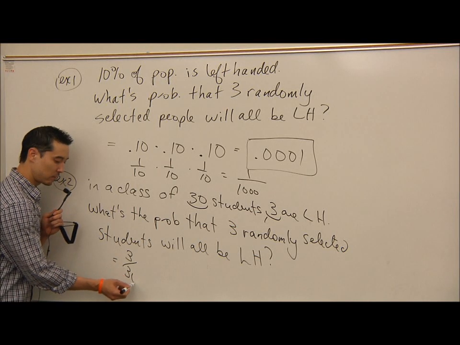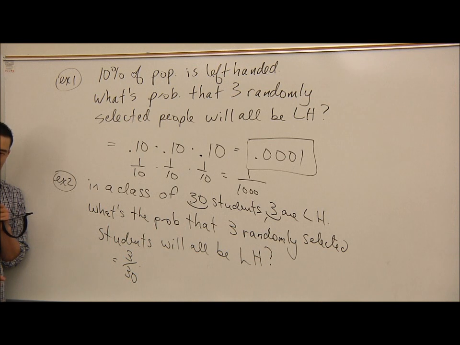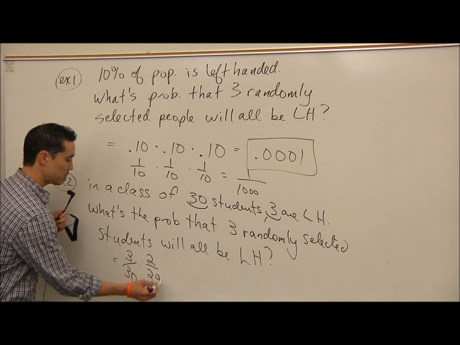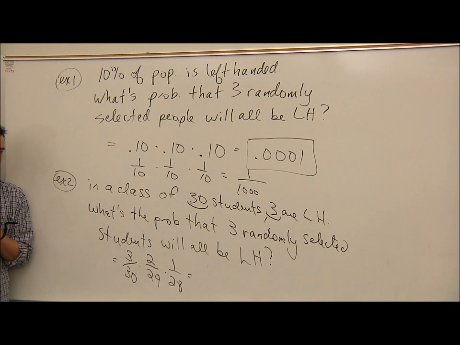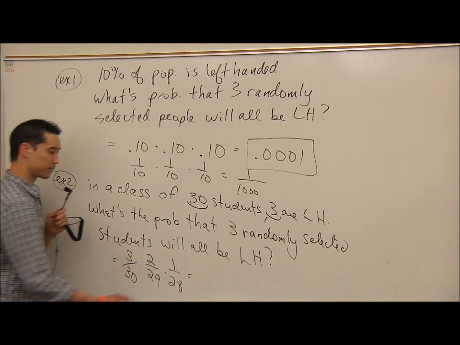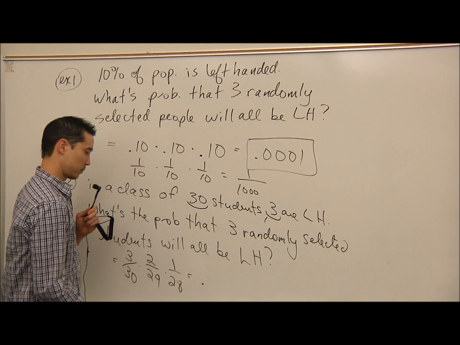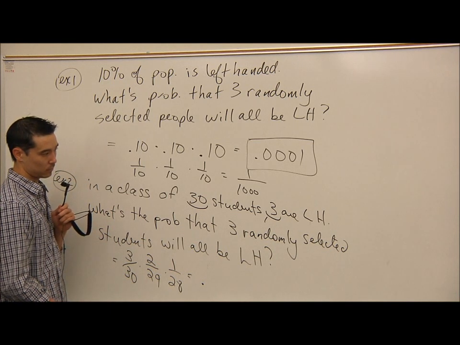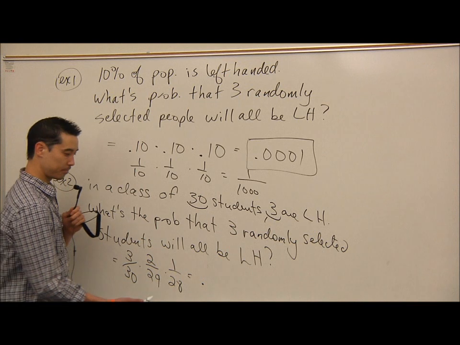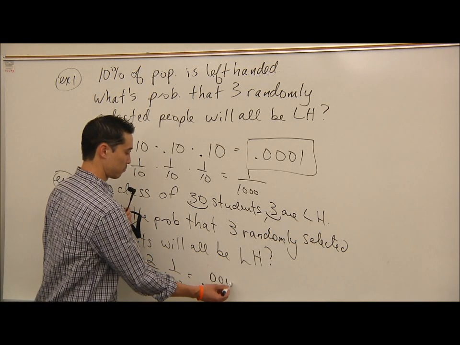3 out of 30, times, given that that first student was left-handed, what's the probability the second student is left-handed? 2 out of 29. 2 out of 29 times 1 out of 28. 1 out of 28, right? And check that answer. And multiply that out and see what you get. What'd you get for a decimal? 0.0002.